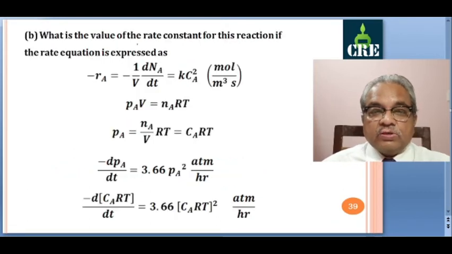Second part of the problem: what is the value of the rate constant for this reaction if the rate is expressed as kCa square? So in terms of concentrations, units are moles per meter cube per second. Now you know PV is equal to nRT. So for species A, Pa into V will be equal to Na into RT. Na by V is Ca. So Pa is CaRT. Now our equation is minus dPa by dt is equal to 3.66 Pa square, units are atmosphere per hour. These are the units of this rate. Pa I replace by CaRT, so this Pa square is replaced by CaRT whole square.